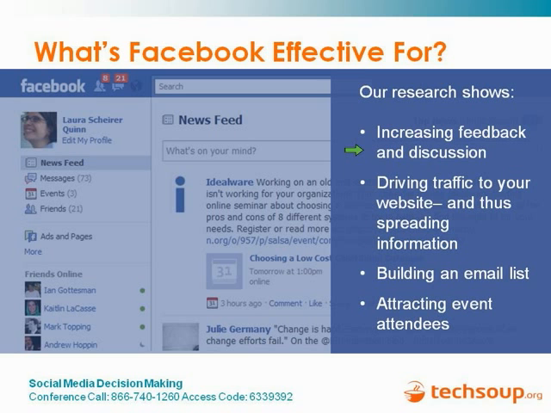We did a lot of research, and this is actually coming from our case studies and discussion groups. Facebook is particularly effective for feedback and discussion, driving traffic to your website, so getting people to look at something, building an email list primarily by driving them back to your websites, and attracting event attendees. People were finding it fairly successful using the events functionality to get people to events. You'll see that this is quite different than what people were finding Twitter effective for. Facebook is effective for more general outreach and driving traffic and talking to people, as opposed to Twitter.